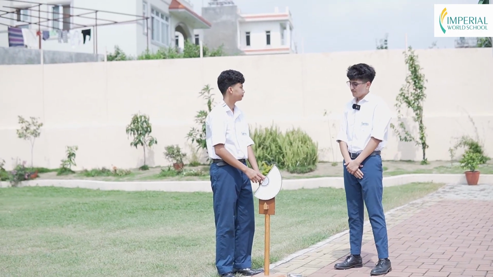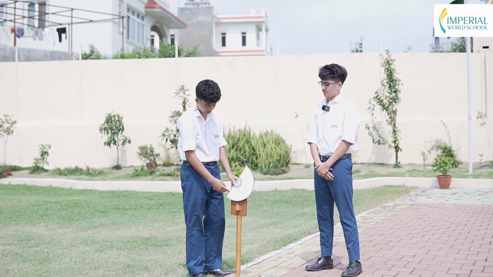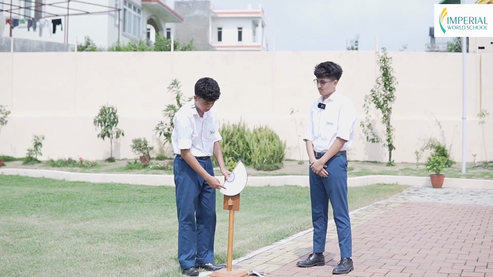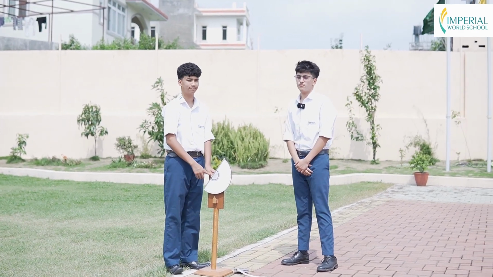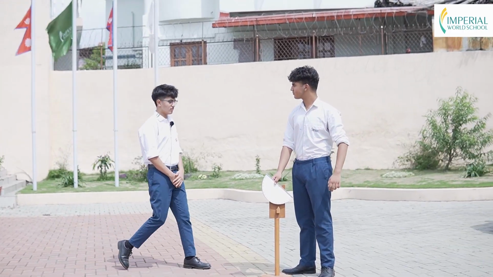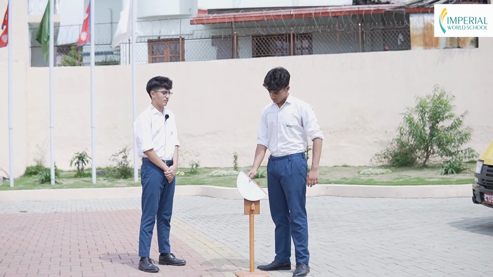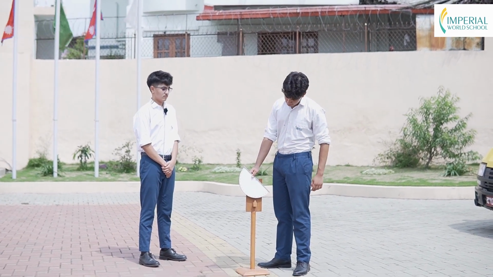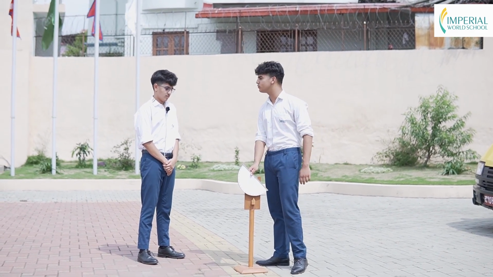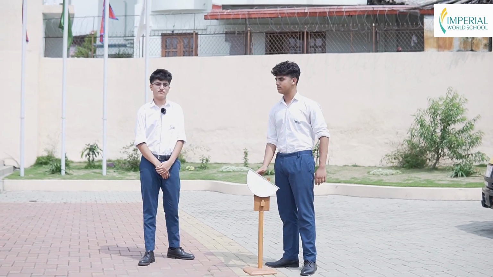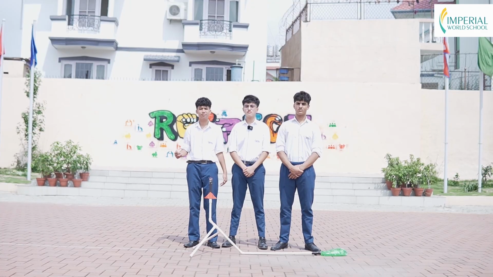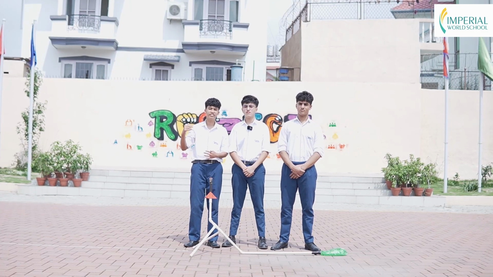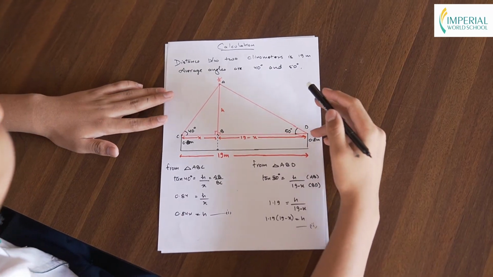So Reeyaz, what was the maximum height traveled by the rocket? As you can see, the rocket traveled exactly 50 degrees from the right point. Thank you. So Aarnav, what was the maximum height traveled by the rocket from the left side? As you can see, the maximum height traveled by the rocket from the left side was 40 degrees. Thank you. So now we are going to move to the calculation part where we will figure out the height using trigonometry. So now let's move on to the calculation part.